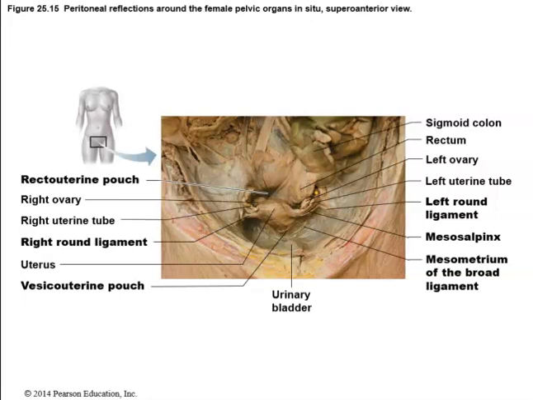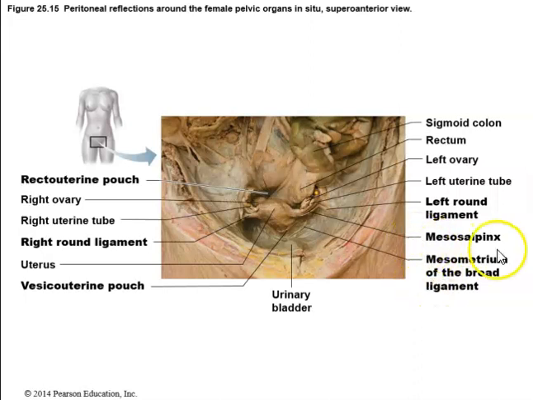This slide shows the peritoneal reflections around the female pelvic organs from a supero-anterior view. So we can see this rectouterine pouch. This is also known as the pouch of Douglas. So this is a pouch between the rectum and the uterus. And then we can see the round ligament of the uterus here, which has its connections towards the anterior portion of the pelvis. And then we have different parts of the broad ligament that kind of anchor down the uterus.